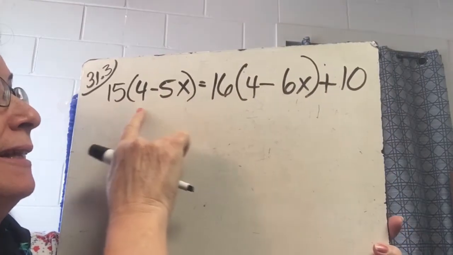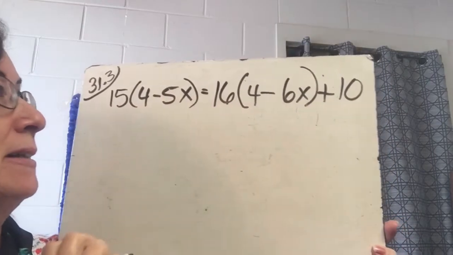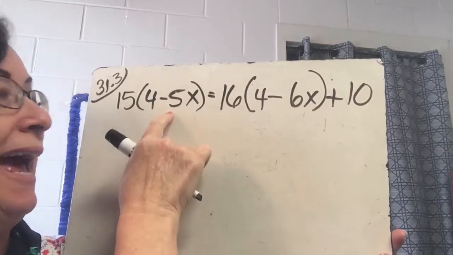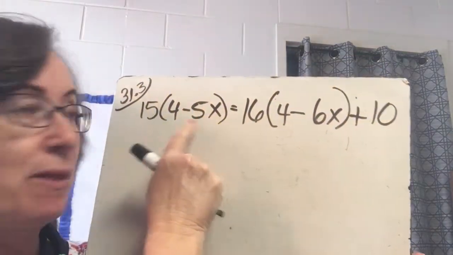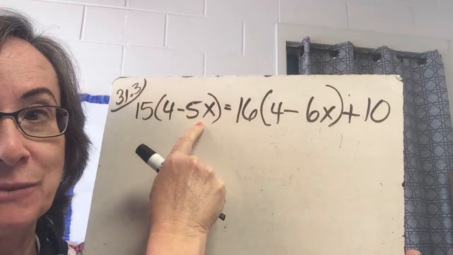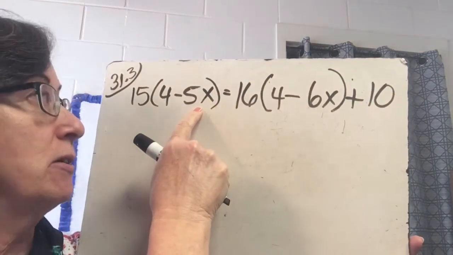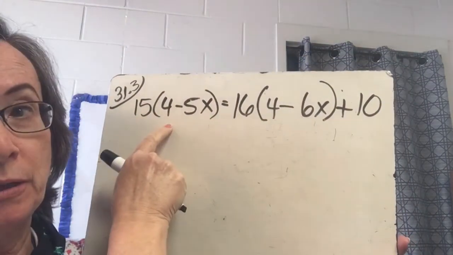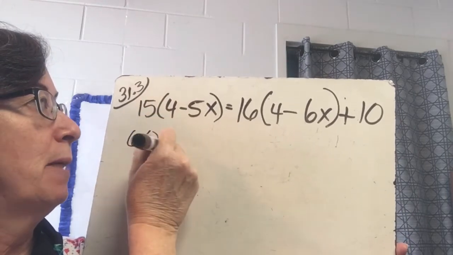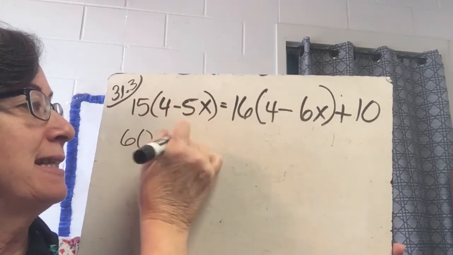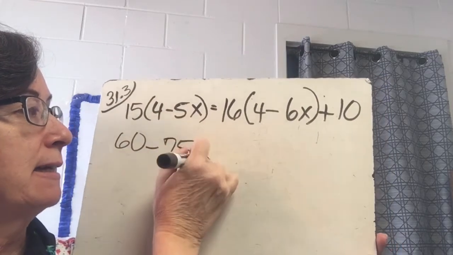So we have this problem right here, and we're going to have to distribute because we cannot do anything with a 4 and a negative 5x. We can't combine them because they're not like terms. So we're going to distribute across. So 15 times 4 is 60 minus 15 times 5 is 75x.